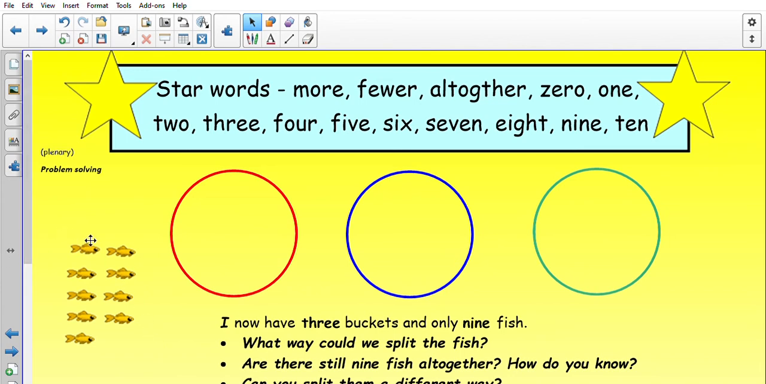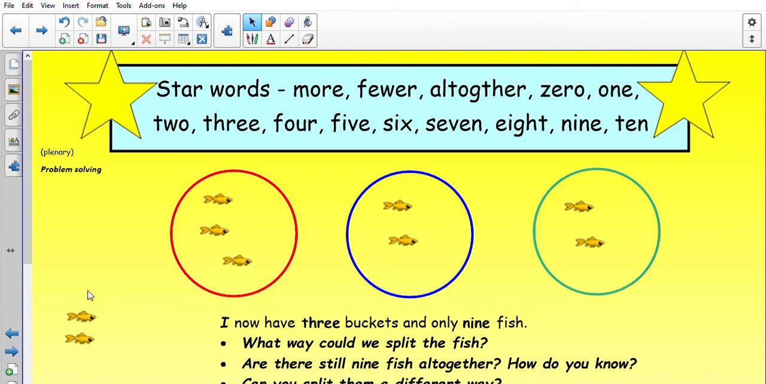Oh, well, let's start with this way. Let's put 1 in the red, 1 in the blue, 1 in the green. 2 in the red, 2 in the blue, 2 in the green. 3 in the red, 3 in the blue, 3 in the green. Oh, none left. Do I still have 9 altogether? How do you know that I still have 9? That's right, I didn't add any more in or take any away, did I? I just split them in between the buckets.